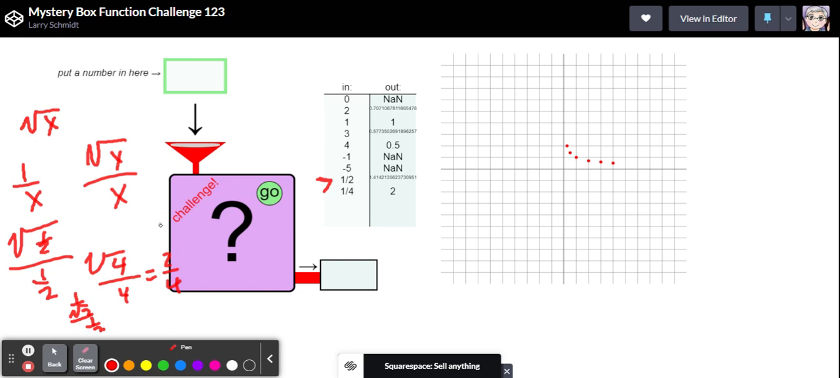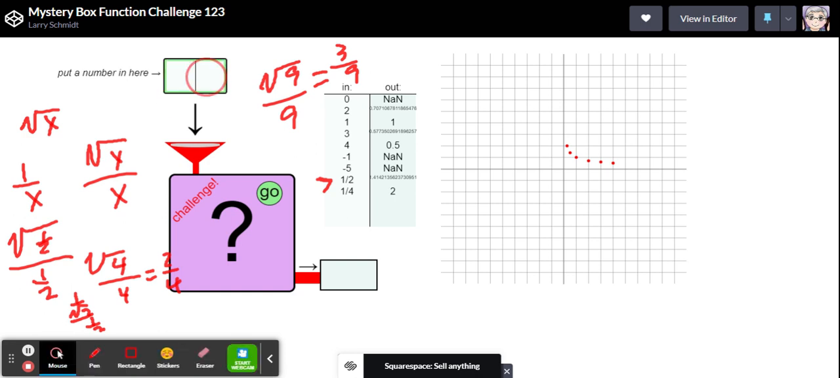Let's see if we can predict another value. Let's take a value like 9. That should be easy. So the square root of 9 over 9. So the square root of 9 is 3. So 3 over 9. So that should give us 1/3 if we're right about this. So let's put in a 9. And 9 does give us 1/3, that 0.3 repeating. I think we got this one. Let's check. Yeah, there it is, the square root of x over x, and we can graph that as well.